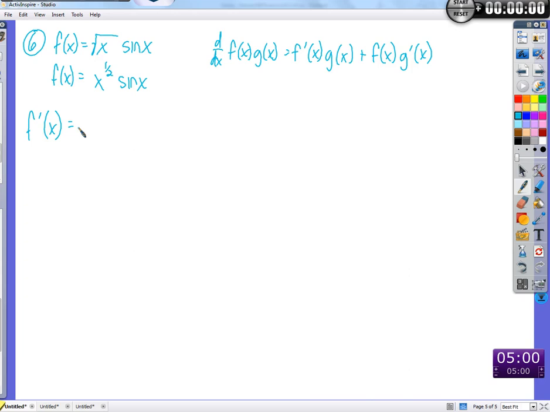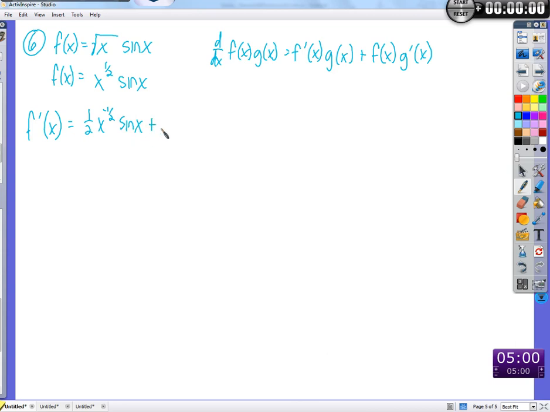Right. What's the first part of this? What's the first thing we take the derivative of? X to the 1/2. So what's the derivative of x to the 1/2? 1/2. Take 1 away from 1/2, you get negative 1/2. Okay, so that's good. We multiply by g of x, which is the sine of x. We just multiply by sine x.